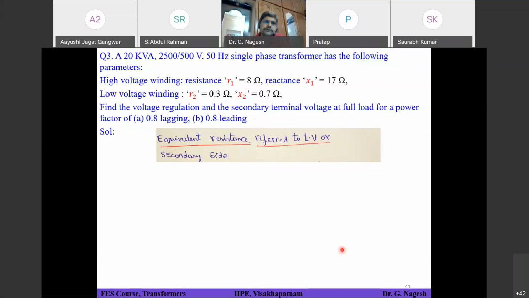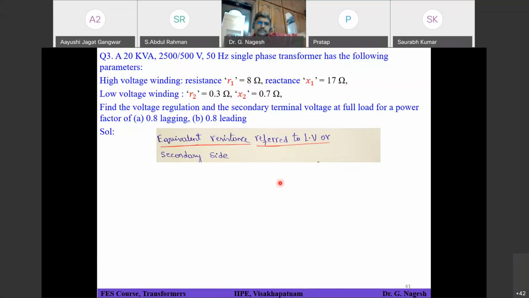0.32. So it will be something like 8 into 500 divided by 2500 whole square, right? You are transferring resistance from R1 to R2. So it should be 500 divided by 2500 whole square into 8. Okay, so you are saying something like 0.32 or 0.032? Sir, 0.32. Okay. What about reactance X1 dash? Sir, 0.68. Okay.